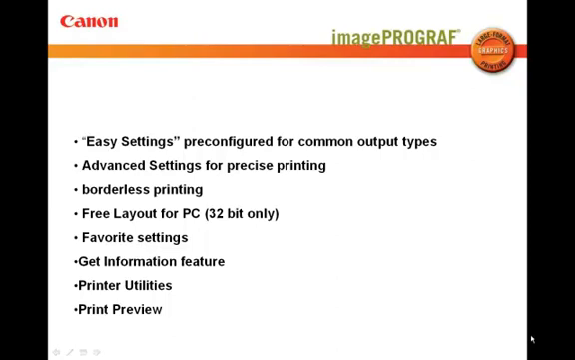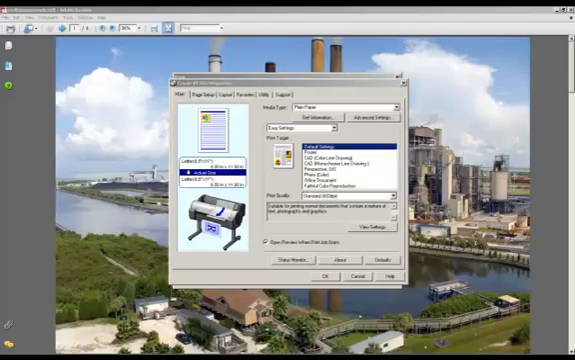output types, using the Get Information button to determine the paper type and size that are loaded into the printer, how to access some of the printer utilities to do nozzle checks and get status of your printer, and lastly, the Print Preview button to make sure that your print will come out properly on the roll.